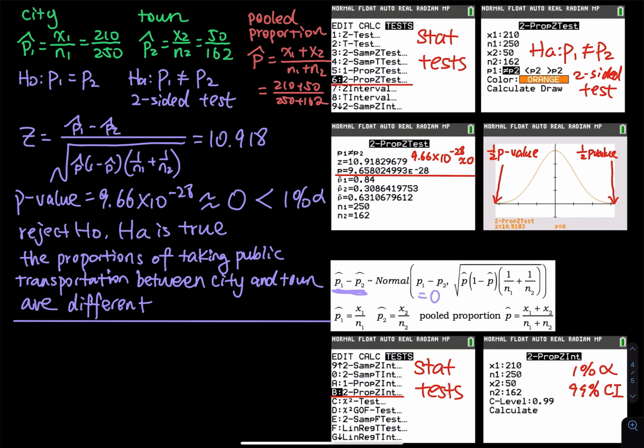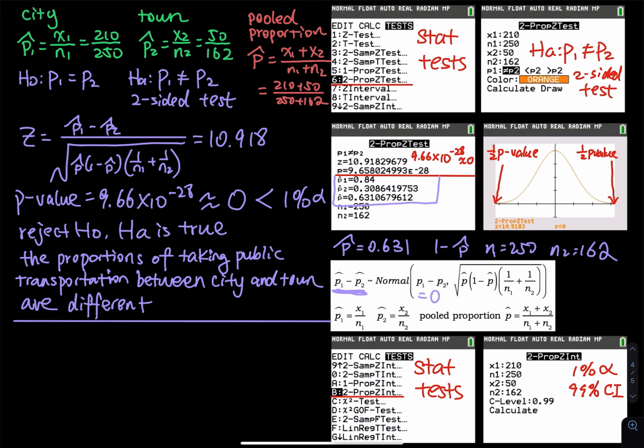For the square root term, the P hat, you can grab numbers straight from here. The P hat, let's use 3 decimal places, 0.631, and then 1 minus that, right? And then you have 1 divided by n1. What's n1? n1 is equal to 250, and then n2 is equal to 162. This is the denominator of the Z formula. Okay. Now, the hypothesis test is done.